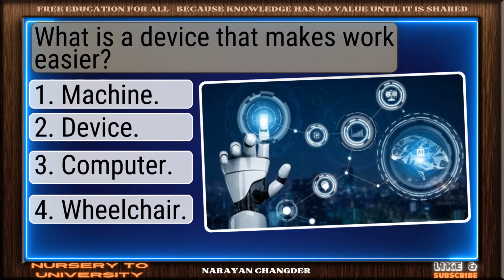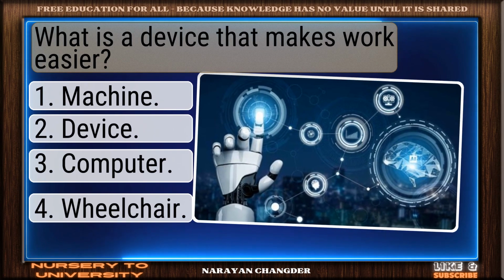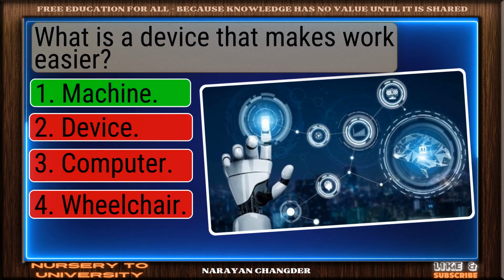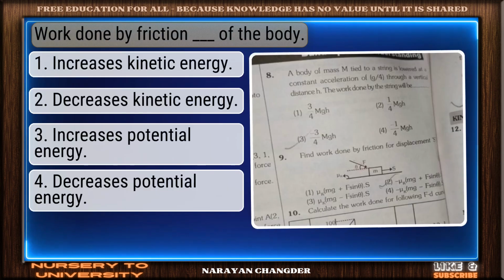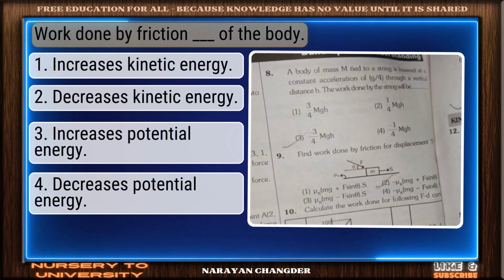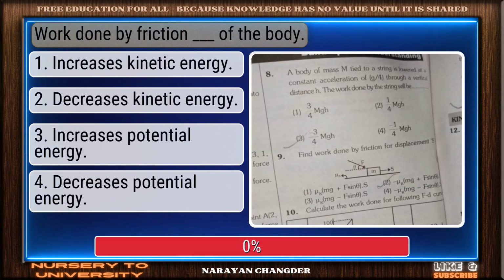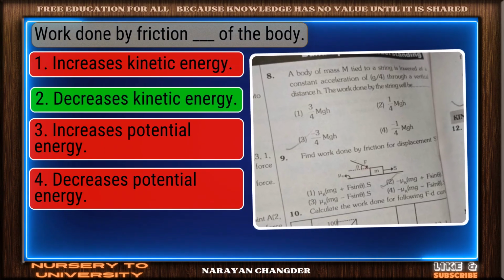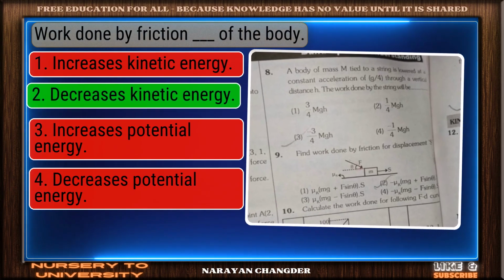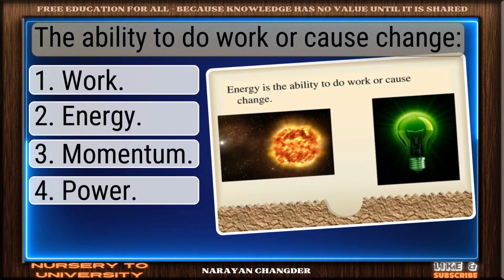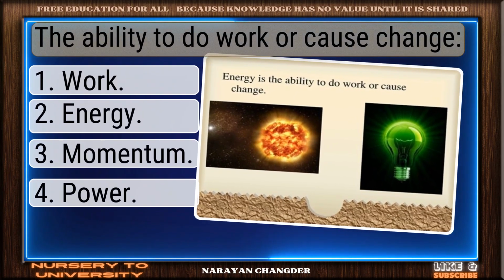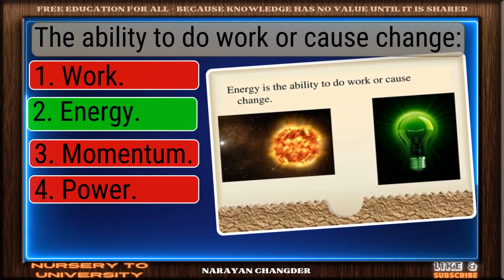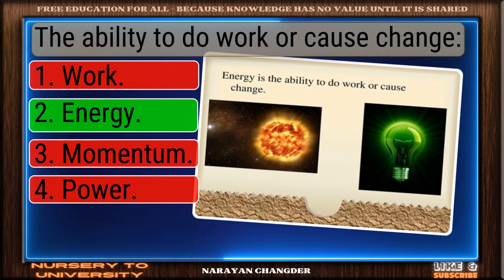Question number 57. What is a device that makes work easier? Right choice. Machine is the best answer. Question number 58. Work done by friction dash of the body. Clear logic. Your choice, decreases kinetic energy, is sound and 100% true. Question number 59. The ability to do work or cause change. Smart move. Energy is an accurate answer.